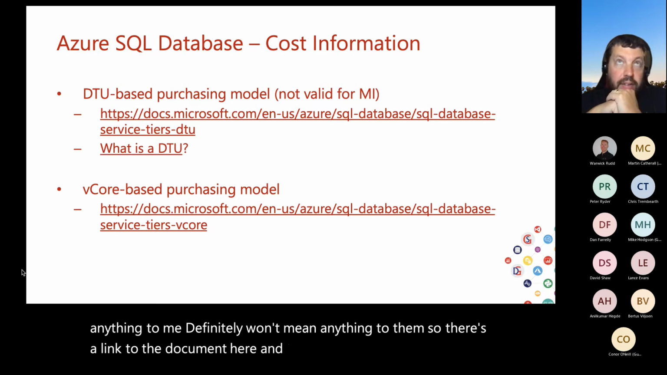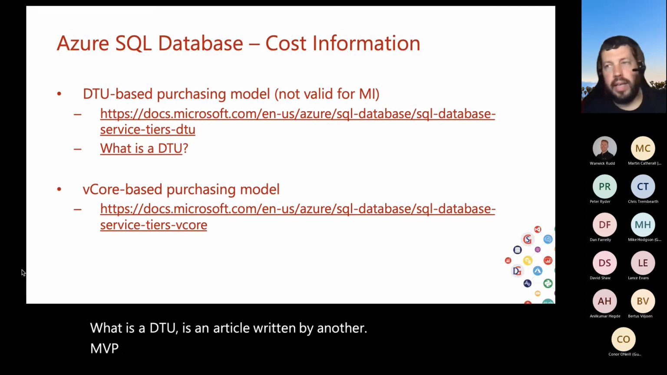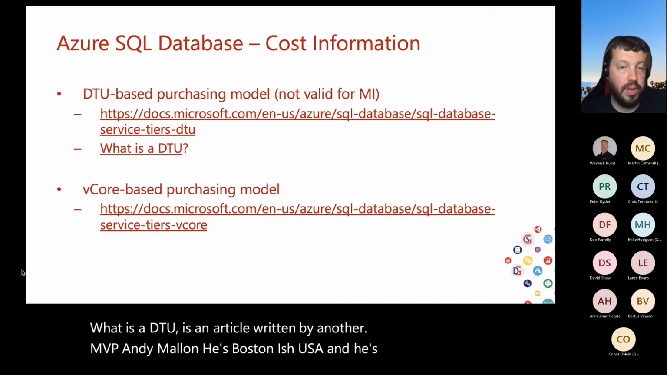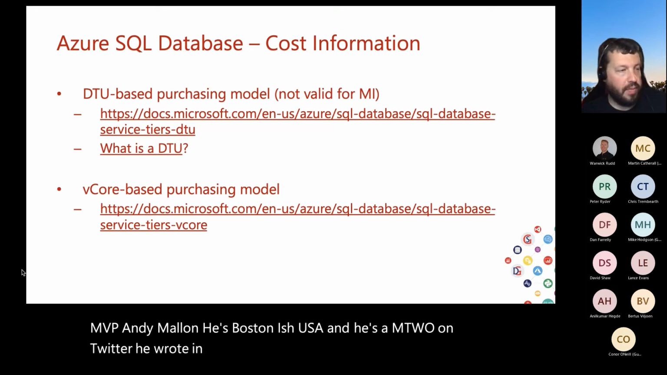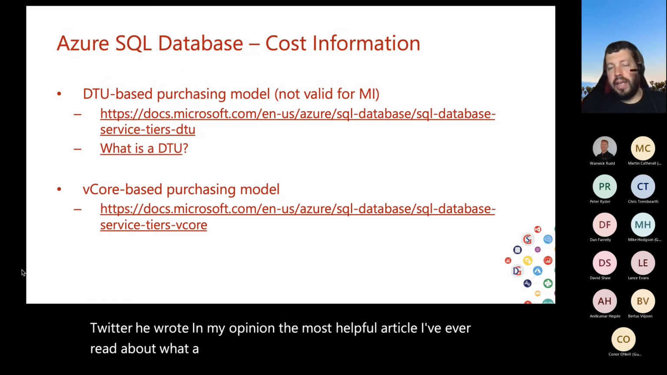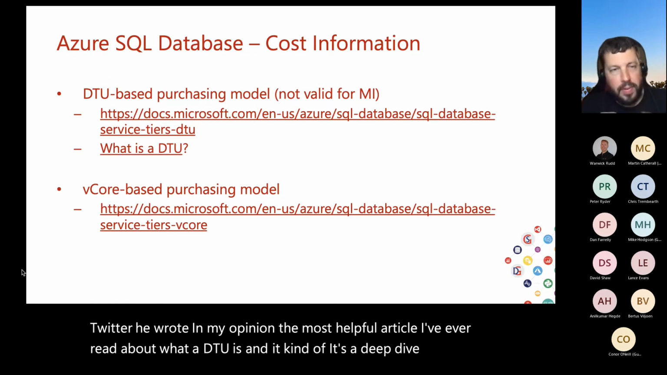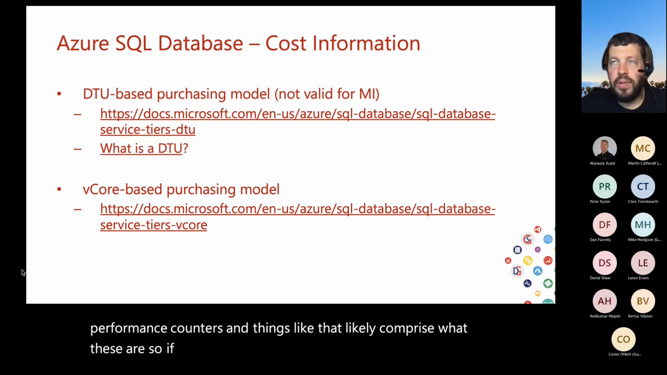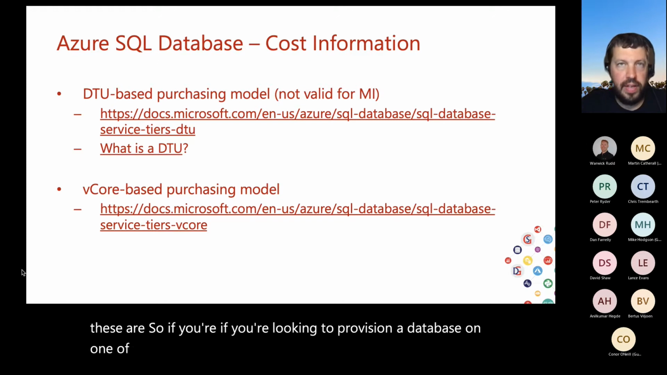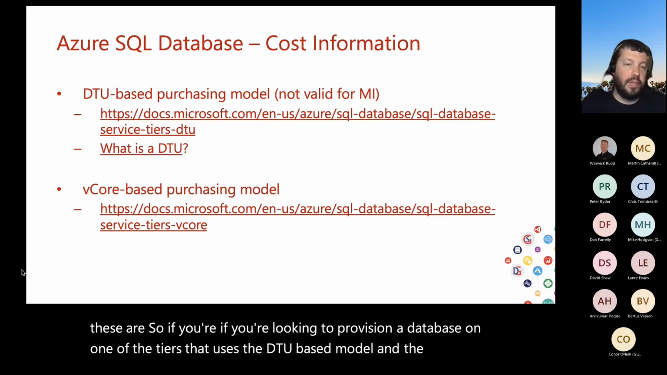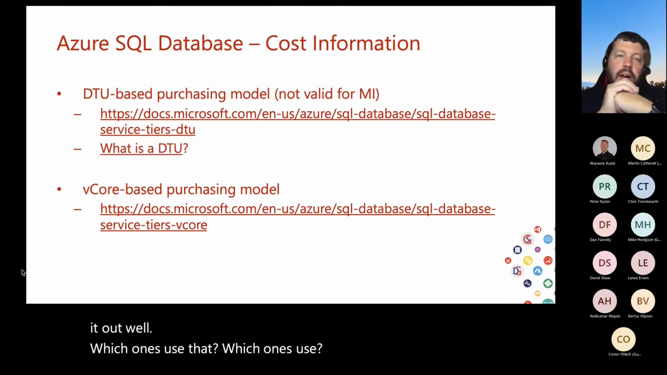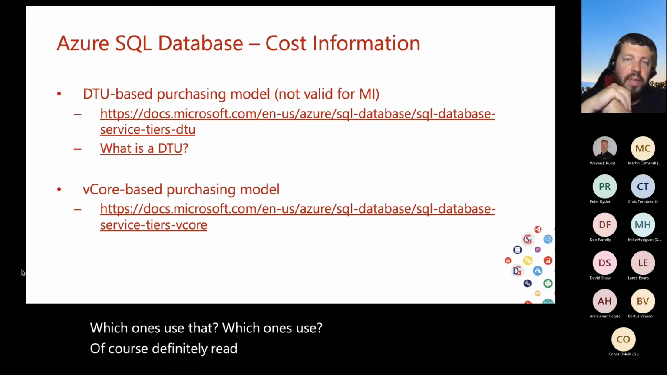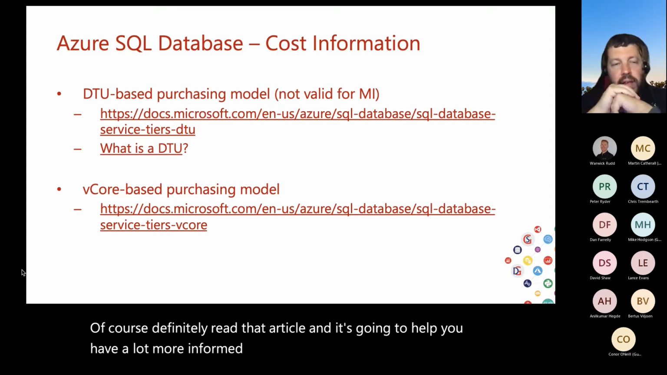And then the second link, what is a DTU, is an article written by another MVP, Andy Mallon. He's Boston-ish, USA, and he's AMTWO on Twitter. He wrote, in my opinion, the most helpful article I've ever read about what a DTU is, and it's a deep dive into what performance counters and things like that likely comprise what these are. So if you're looking to provision a database on one of the tiers that uses the DTU based model, and the portal lays it out well, which ones use that, which ones use vCores, definitely read that article, and it's going to help you have a lot more informed conversation as to what that means.